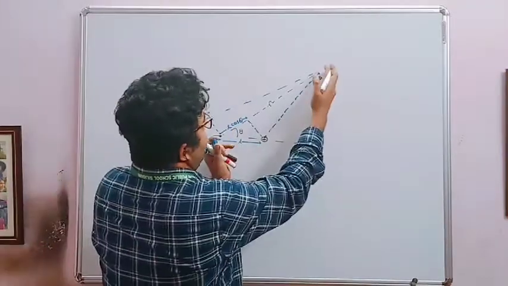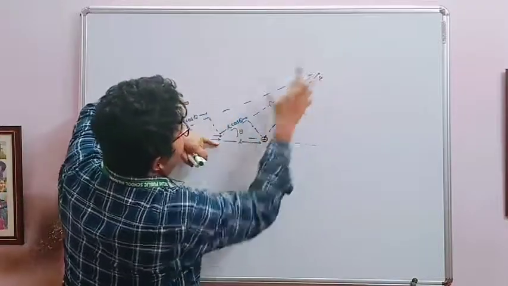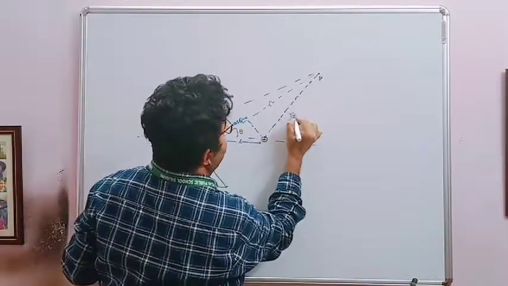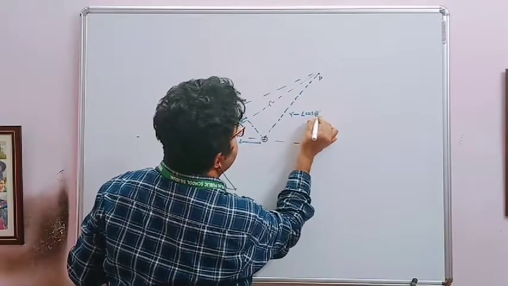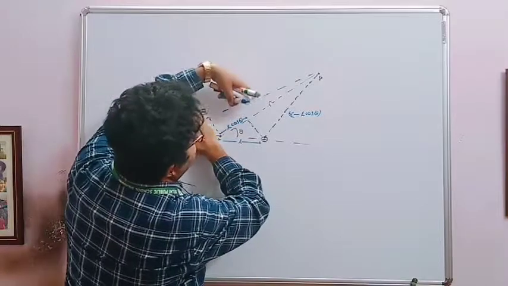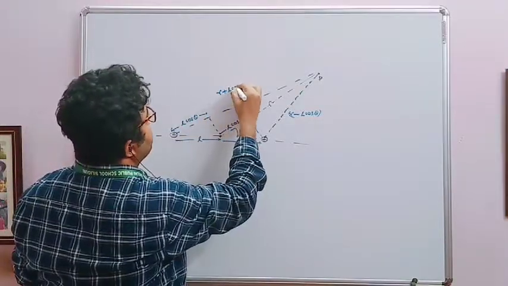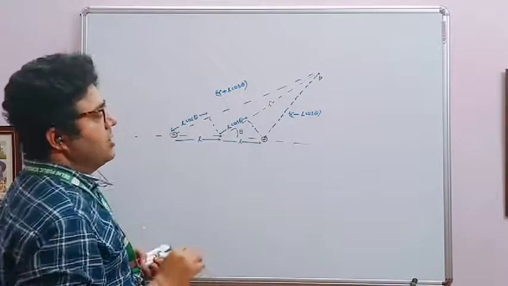So if the total is R, how do you get this one? Total minus this one. So what do you write here? R minus L cos theta. Similarly, these two lines are the same, so this one is extra. So what do I get for this one? R plus L cos theta.